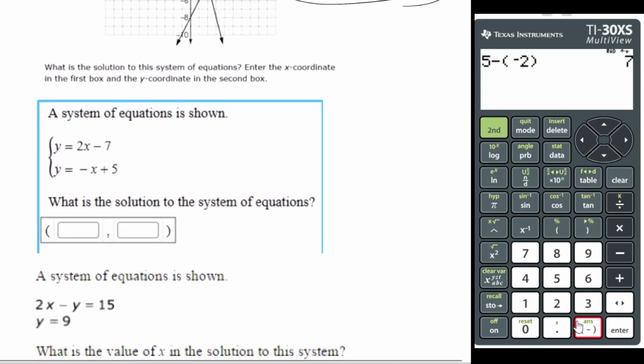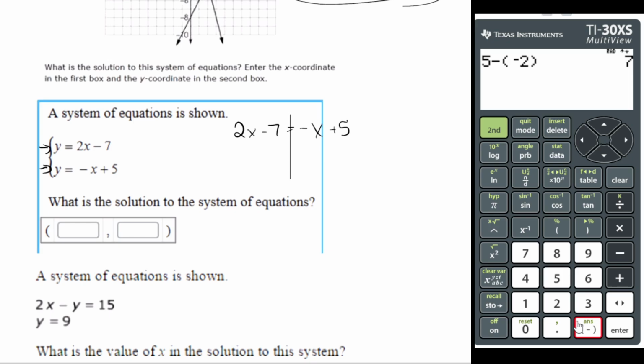A system of equations is shown. y equals 2x minus 7. y equals negative x plus 5. So this is the same situation where this is y equals something. This is y equals something. They're both y equals something, so you're just going to set them equal to each other. And we're going to solve for x.